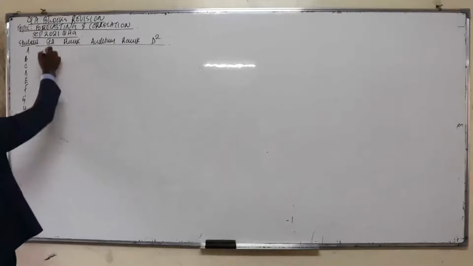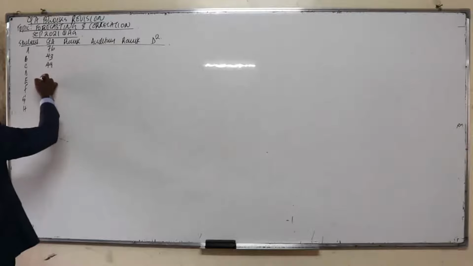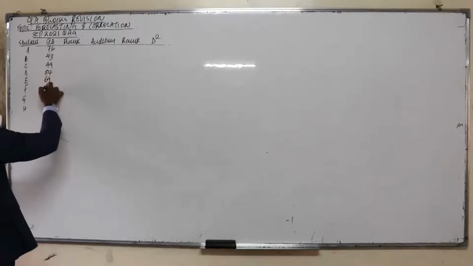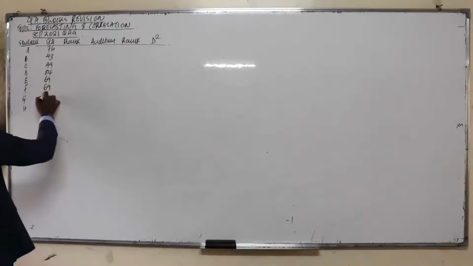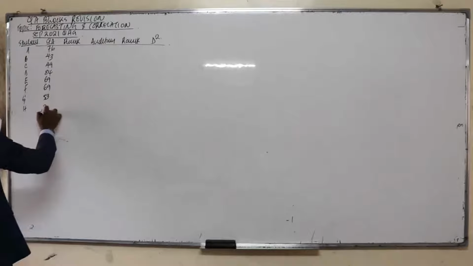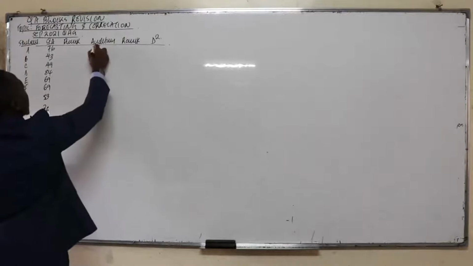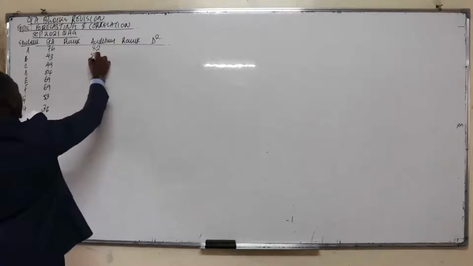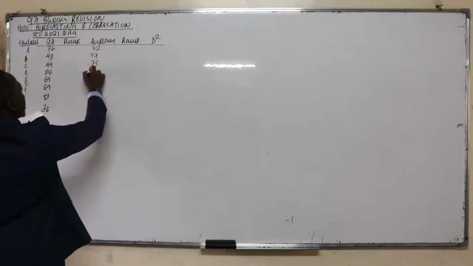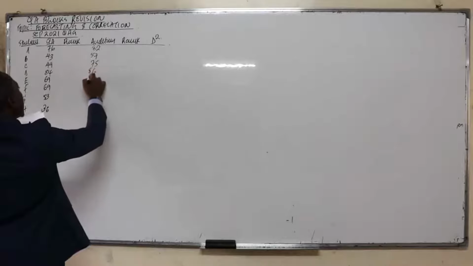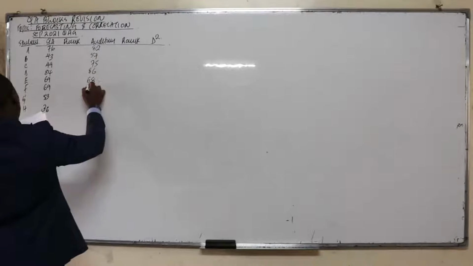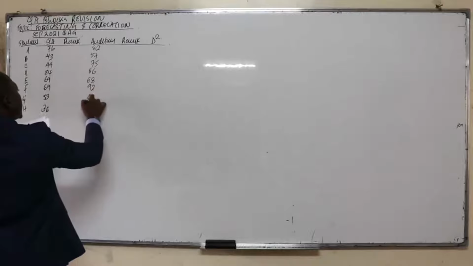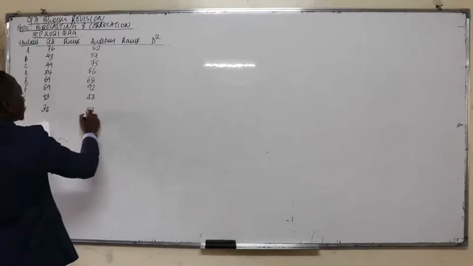So in QA you have 76, 43, 49, 84, 69, 53, 36. In audit, we have 82, 57, 75, 86, 68, 92, 43, and 53. And then from there, you rank.